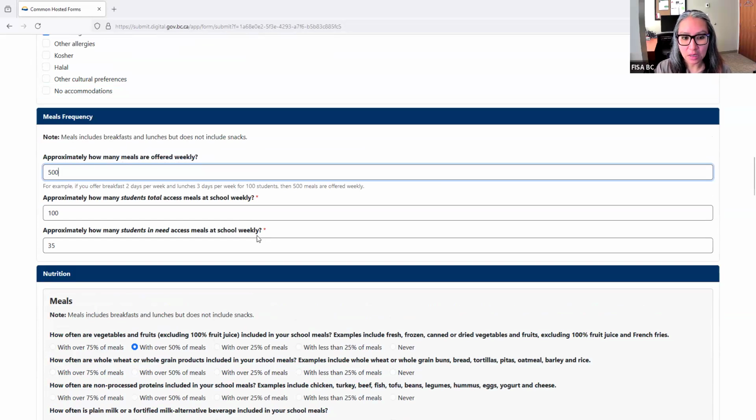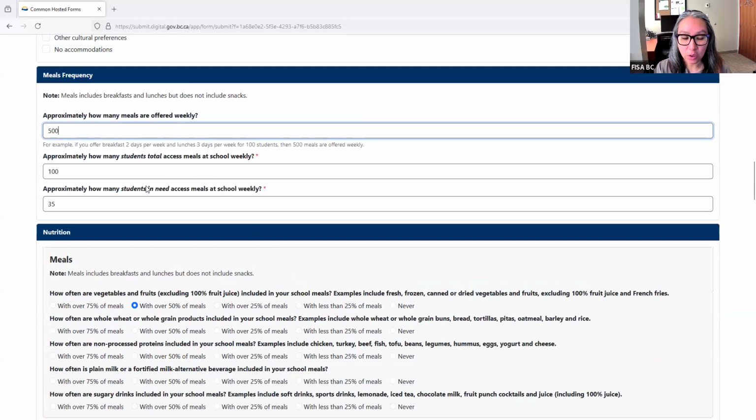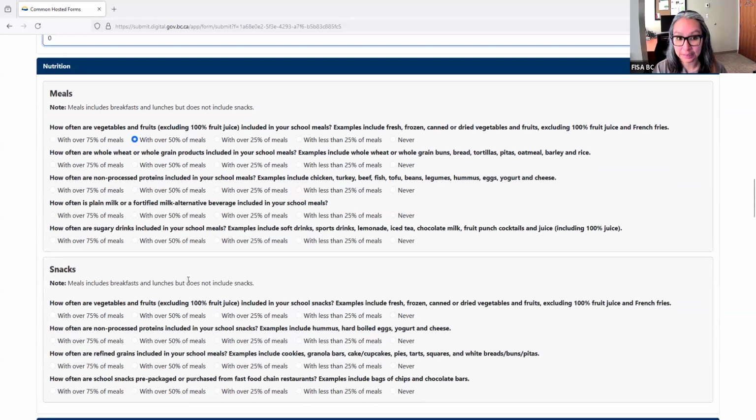If you're offering snacks, I will be able to see it here when I go back and analyze this. The major problem I see is that if we don't write anything here, they probably won't let you submit, because it has a little red marker here. So that's my only concern. If you write nothing, you will probably have to write 0 if you are not offering meals, and I'm going to be able to see that you are offering snacks here.